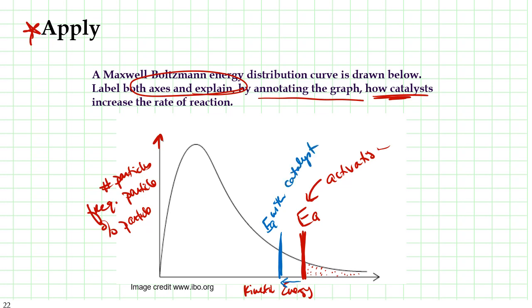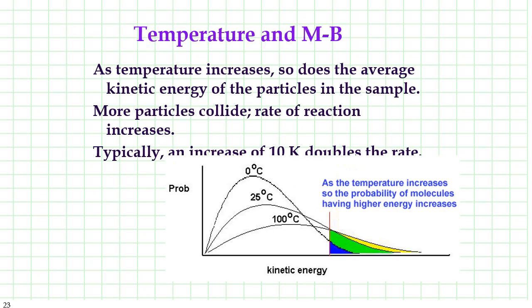The first guy was without a catalyst. Notice that we now have more particles that have sufficient energy for the overcoming of activation energy. We have more particles that can collide with sufficient energy in order for a reaction to occur, and that is how we increase the rate of reaction by adding a catalyst according to this Maxwell-Boltzmann energy distribution curve.